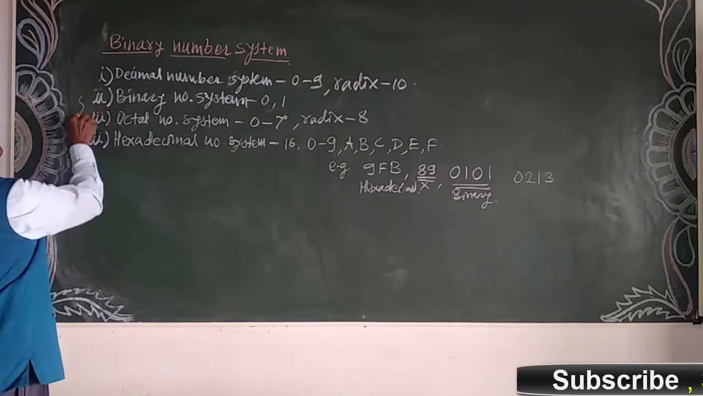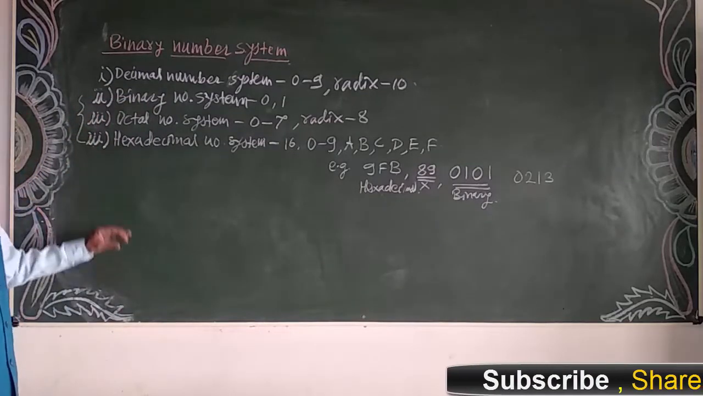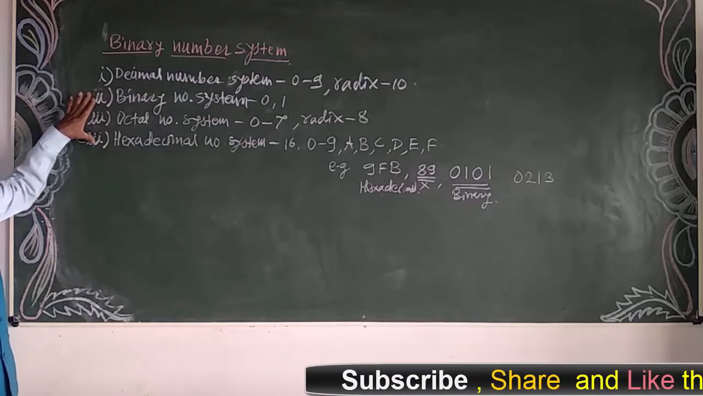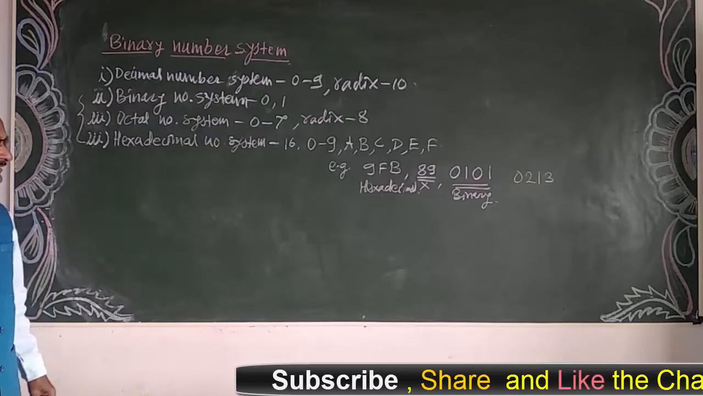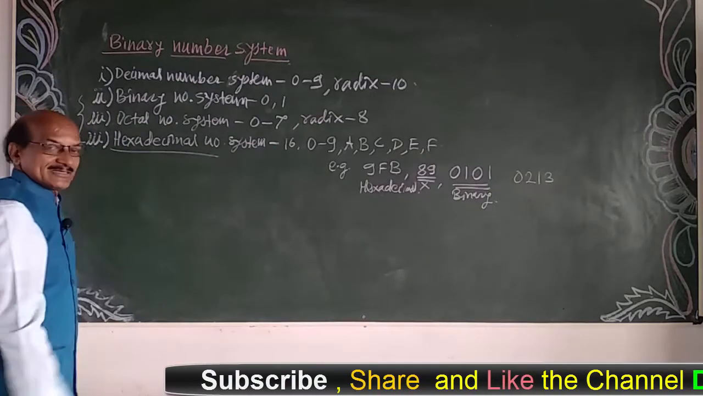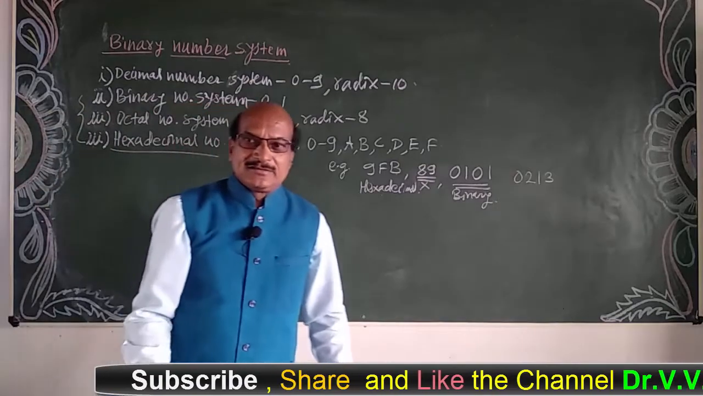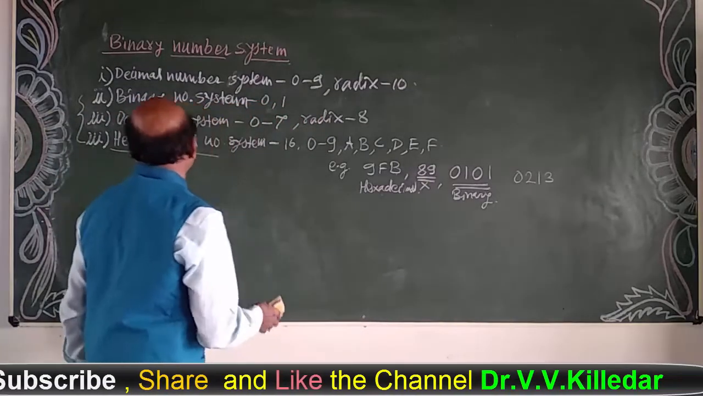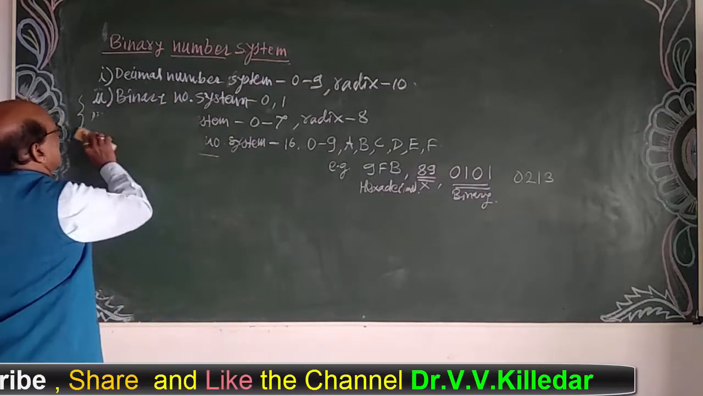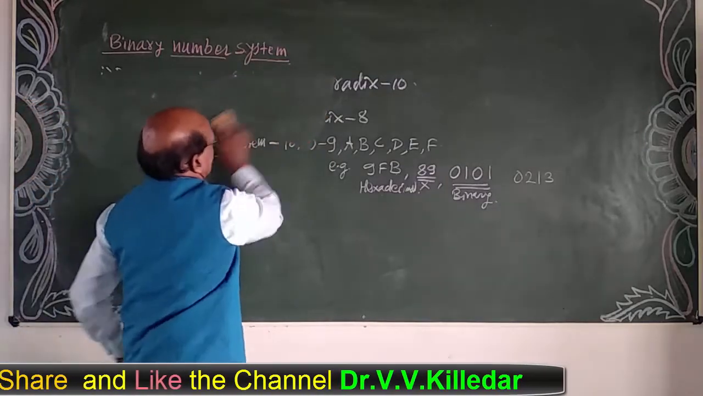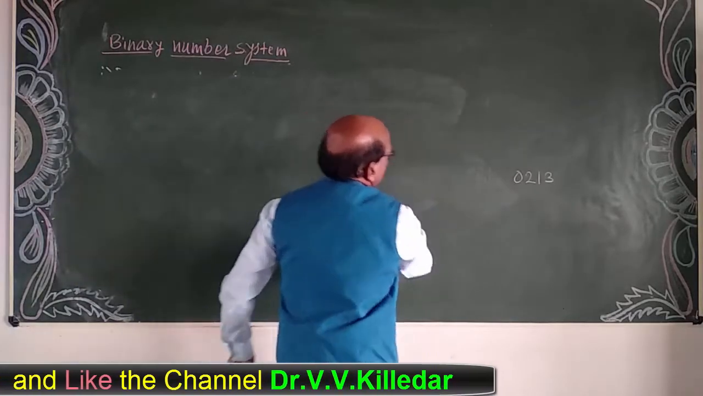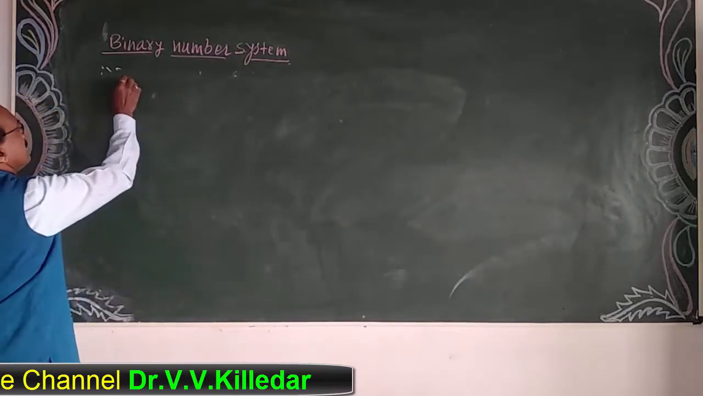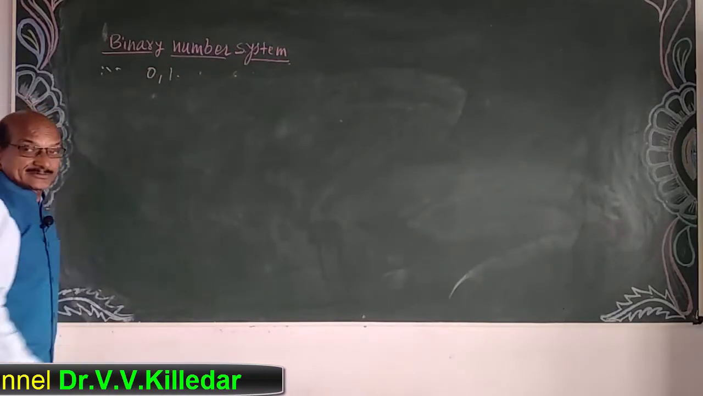So these three are mostly used in computers: binary number system, octal number system, and hexadecimal number system. Particularly, this hexadecimal number system is used in microprocessors or microcontrollers. Now, let us see binary number system in more detail. In binary number system, as we have seen, only two symbols, 0 and 1, are used.